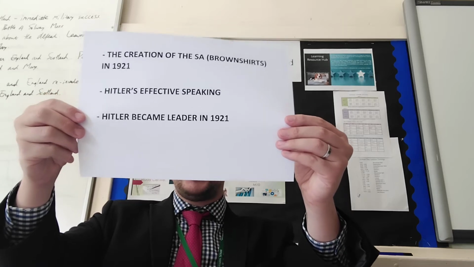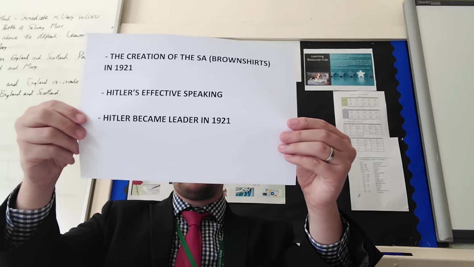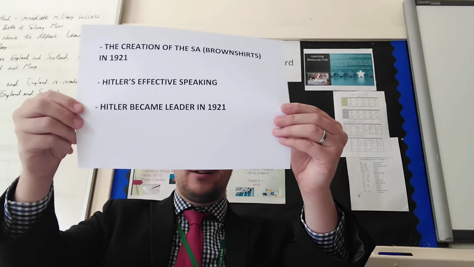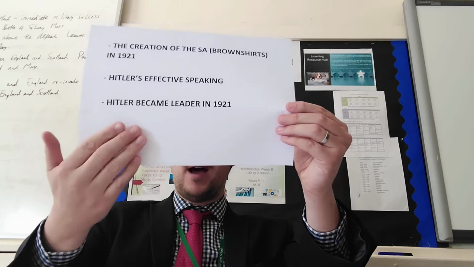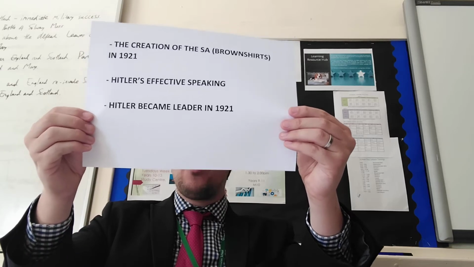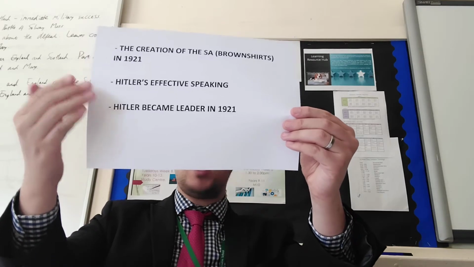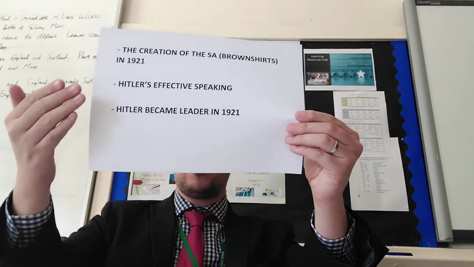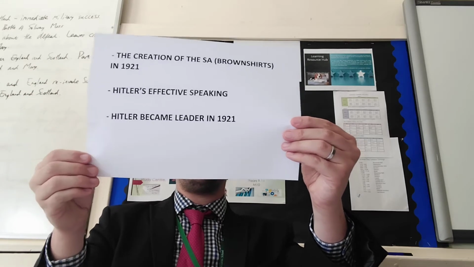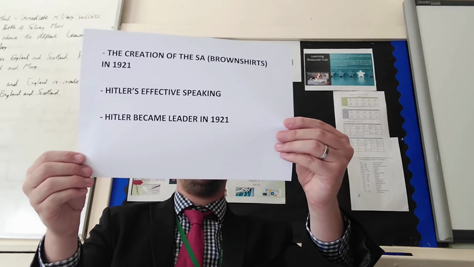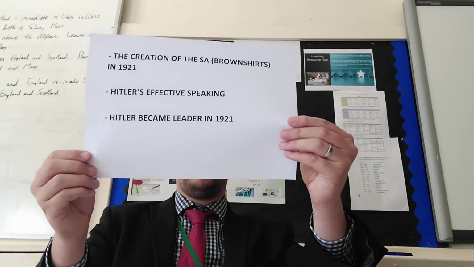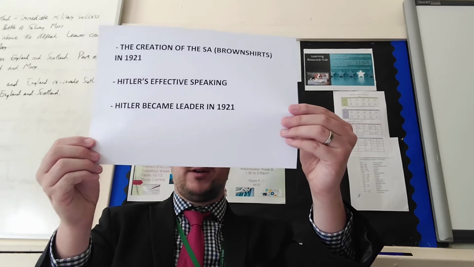Also, his effective speaking, obviously that's one thing that Hitler is very well known for. Remember that in 1921 he is able to oust Drexler because he becomes such a key part of the party because of his speaking and things like that. Because he becomes such a significant member of the Nazi Party, he's able to basically force Drexler out of the leadership and take the leadership from him.